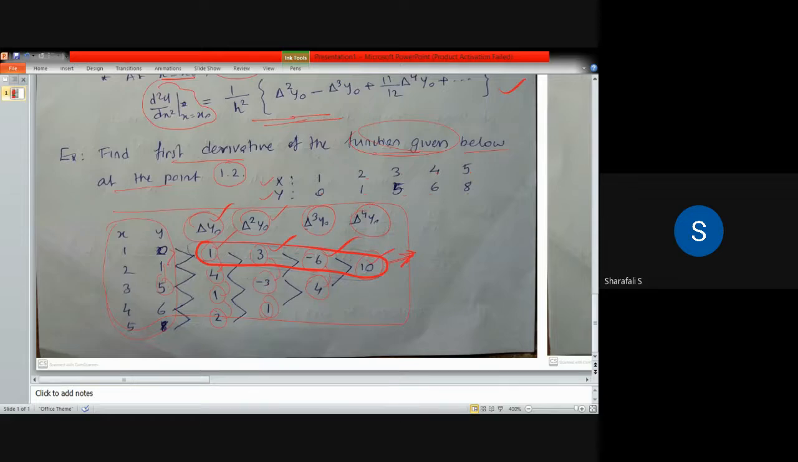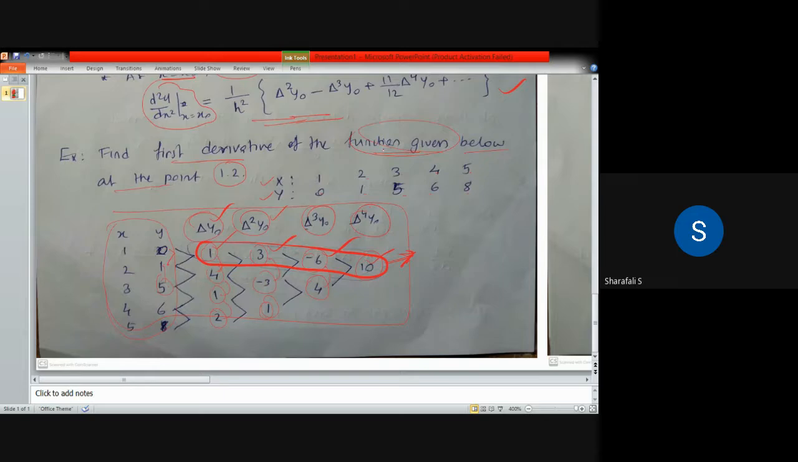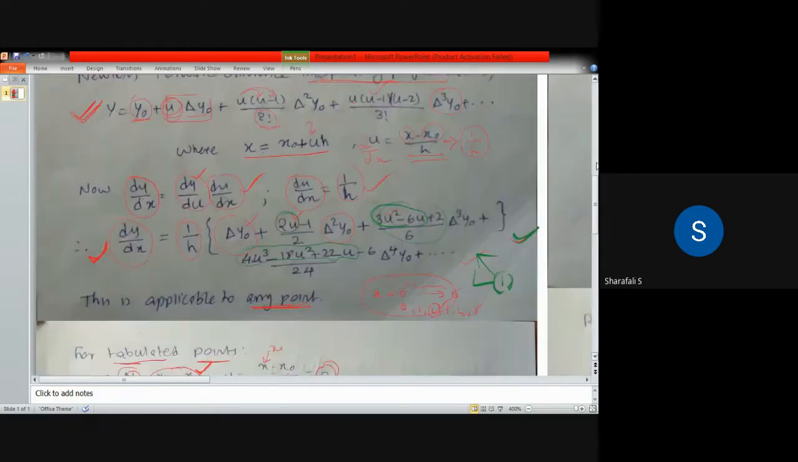So these values we have to substitute in the equation to find out what is the differentiation of the function, which can be interpreted for this particular set of values at this point. Differentiation at this point, 1 point. So let us consider that.